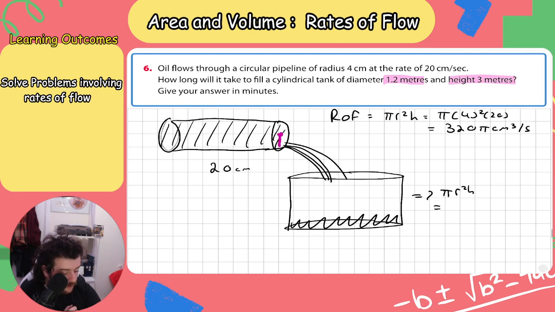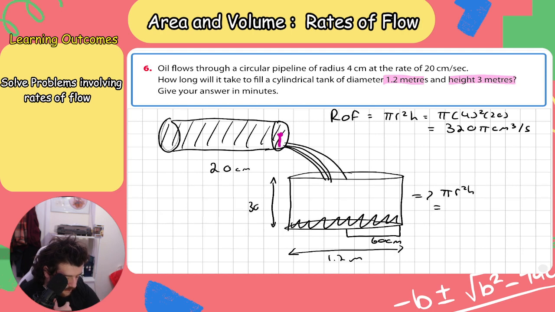So I have a diameter of 1.2 meters. So I have meters here, but my rate of flow is in centimeters. I want them to be in the same unit, so I'm going to convert these meters into centimeters. So 1.2 meters is my diameter. That means my radius is going to be 60 centimeters, so half of that. And then my height is going to be 300. So it's going to be pi times 60 squared times 300.